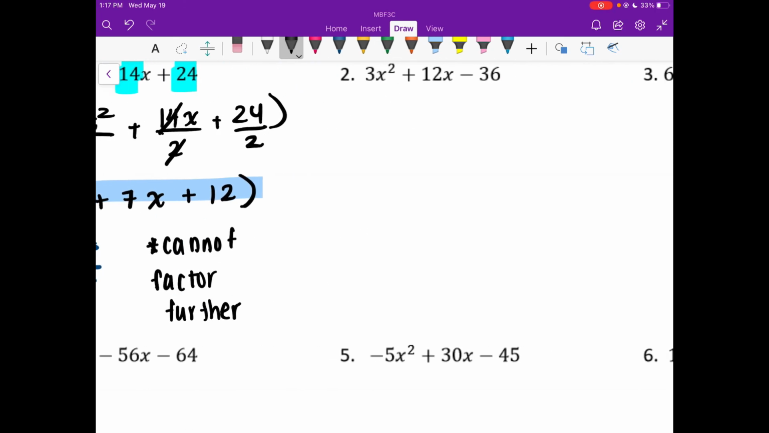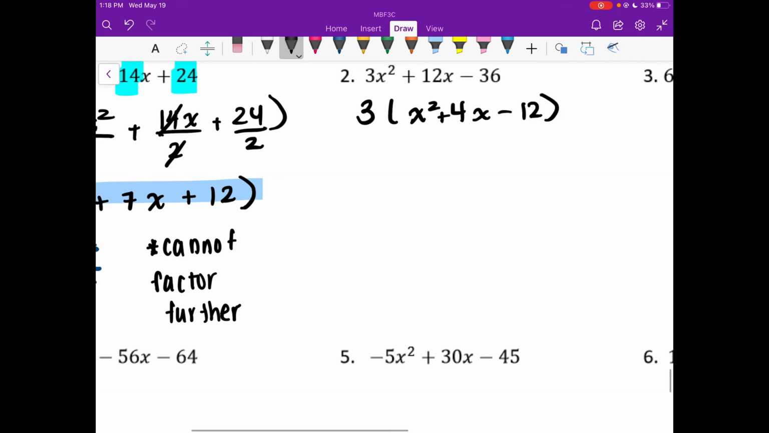Okay, so let's move on. Let's do 3x squared plus 12x minus 36. I know right off the bat I can pull out the 3. Usually I'm going to make it so you can pull out the first number because you want to get that one alone. So I'm left with x squared plus 12 divided by 3 is 4, and 36 divided by 3 is 12.